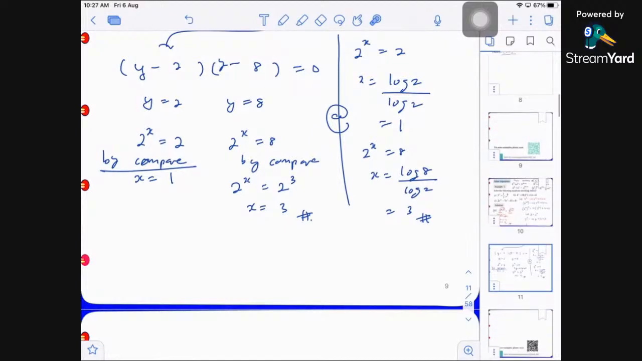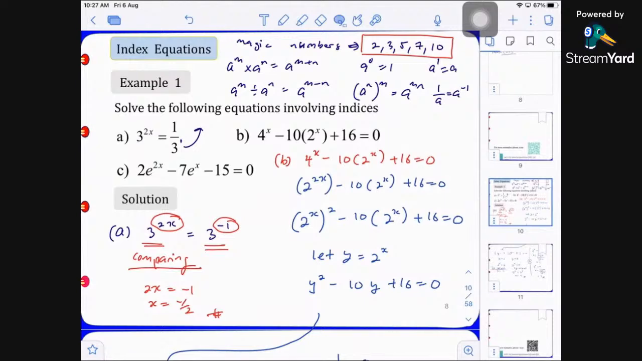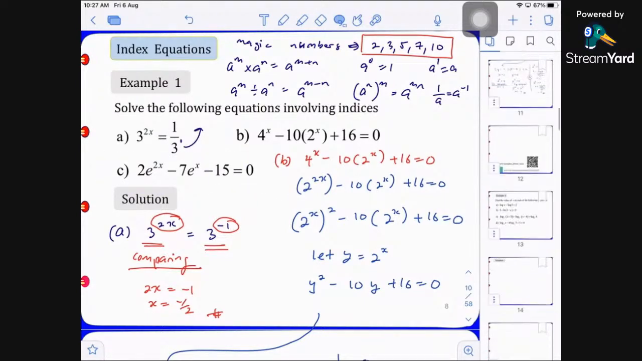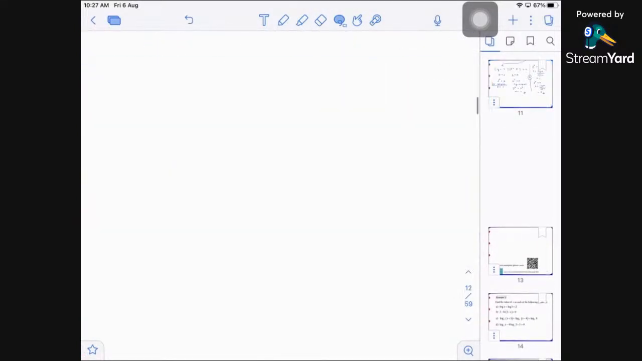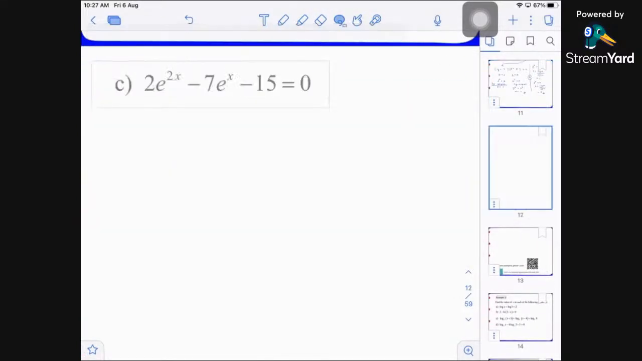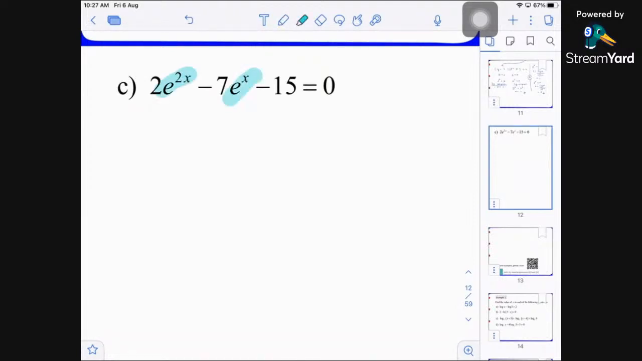Okay, I move on some more. Let's look at the next question there, C. Okay, kita cuba buat C sama-sama. Okay, we try to do C together. So if you look over here, you can see again, class, tengok e power of 2x, e power of x. Apa you rasa? This also is a quadratic equation, yes or not?